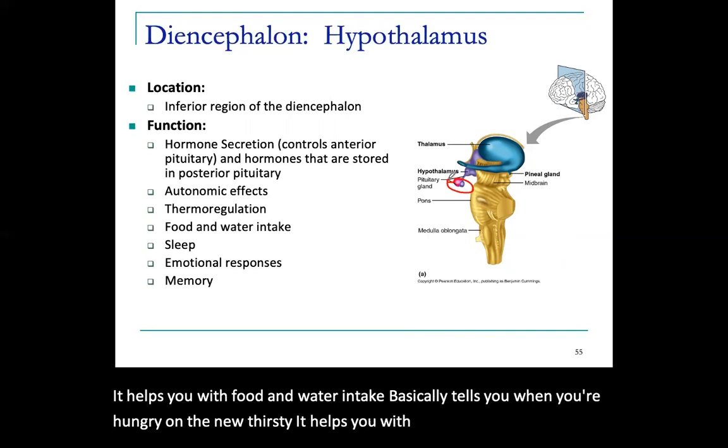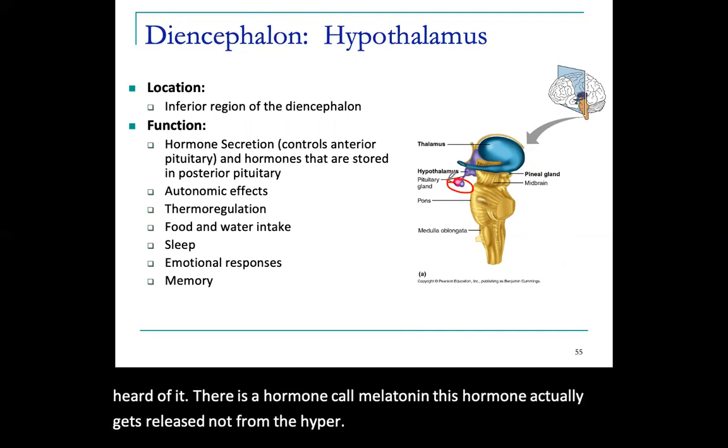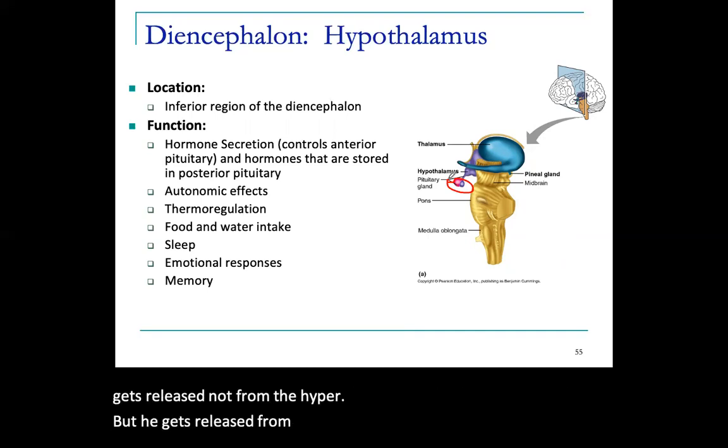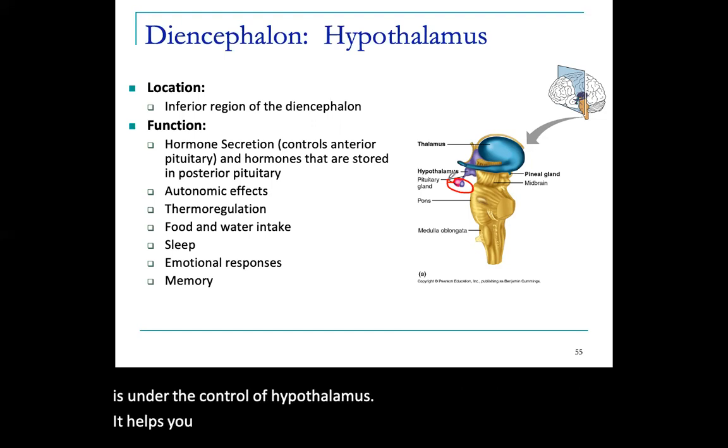So you may have heard of it, there is a hormone called melatonin. This hormone actually gets released not from the hypothalamus, but from your epithalamus. But the hormone release is under the control of the hypothalamus. It helps you with your emotional response and with creating memory.